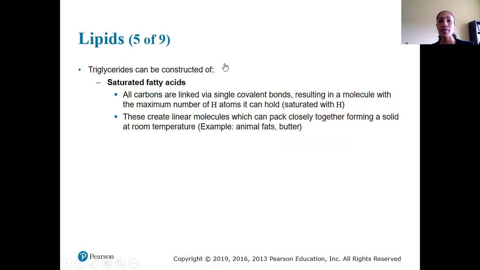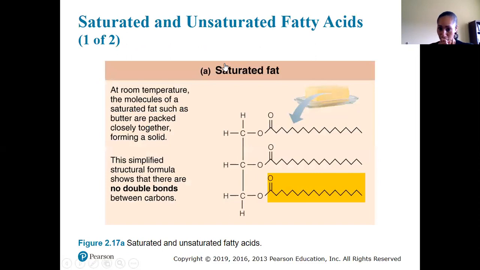When you think of saturated fatty acids, we can relate that to food: think about your animal fats and butter, margarine, and things like that. When they are at room temperature, they are solid. If you were to look at the nutrition label, you would see a concentration of saturated fatty acids. When we look at the molecular structure and this fatty acid chain here, there are only single covalent bonds linking these molecules together.